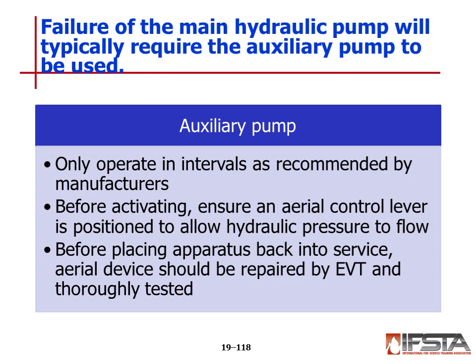Failure of the main hydraulic pump will typically require the auxiliary hydraulic pump to be used. Only operate the auxiliary hydraulic pump in intervals as recommended by the manufacturer. This will prevent overheating of the auxiliary electric motor or hydraulic pump. Before activating the auxiliary hydraulic pump, ensure an aerial control lever is positioned to allow for the hydraulic fluid pressure to flow. Before placing the apparatus back into service, the aerial device should be repaired by an EVT and thoroughly tested.